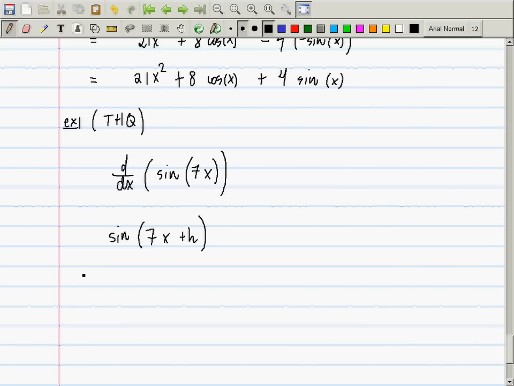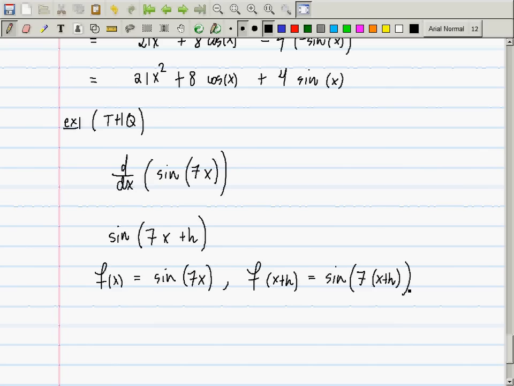Because if f of x is the sine of 7x, then what is f of x plus h? It is not this. Maybe it's hard to say because parentheses are not pronounced in English. Okay, so then it is this, sine of 7 times the quantity x plus h. So it's 7x plus 7h, right? 7x plus 7h.